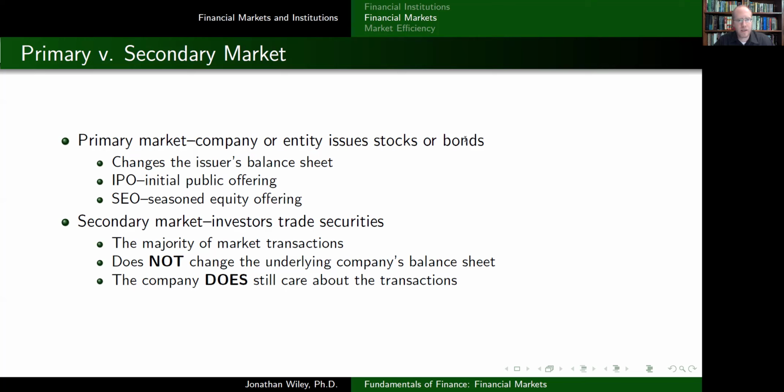Now, the secondary market for the financial markets is when investors trade securities. So this is actually the majority of market transactions. So if you tomorrow enter into an order to buy a certain number of shares of stock in your favorite publicly traded company, you are buying that share of stock almost certainly, most likely, from some other investor. And so it is not going to involve the company itself directly unless it happens to be selling shares of stock that day. But by and large, what's going to happen is you are going to buy shares of stock from some other investor. And so this is the majority of market transactions.